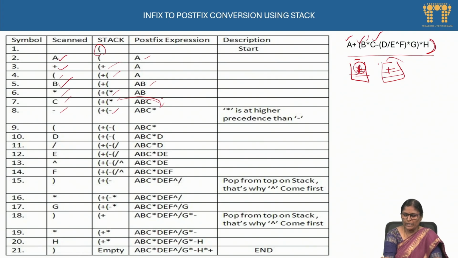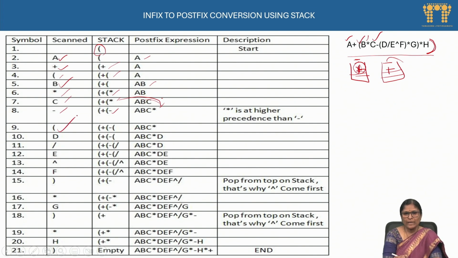So a care has to be taken now. When has the operator to be popped means whenever highest priority or the equal priority operator is on the top of the stack, then remove that, that is pop from the stack, add it to the expression. Then you need to push that particular operator onto the top of the stack. So that's where we got A, B, C star.